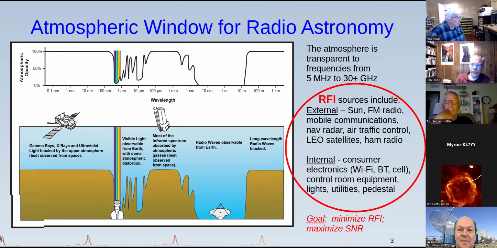There's navigation radar, air traffic control, some of the LEO satellites, and ham radio, because sometimes I use the ham radio bands. They're usually quiet, but there's ham radio traffic there. We have a cell tower near Haswell at 409. And then everything that we bring: stuff in your pocket, every computer screen, every computer, even cables, all the Wi-Fi, the Bluetooth, cells, all of those can add to the RFI. Even the lights and utilities equipment up in the pedestal.